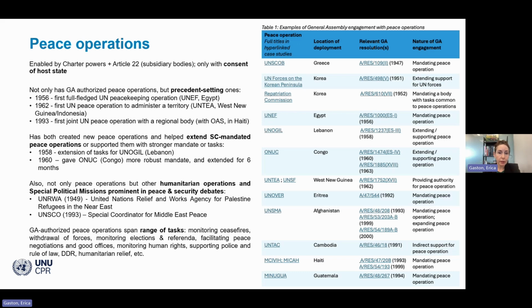So both UNRWA, the Relief and Works Agency for Palestine, and UNSCO, which is the Office for the Middle East, kind of coordination of the Middle East peace process, were both General Assembly mandated peace operations. So super interesting to note now. Last thing I'll just note is that they do a full range of tasks. It's quite interesting to go into some of the case studies and look at this, from monitoring ceasefires to elections and referenda to actively facilitating peace negotiations, as in Guatemala, to monitoring human rights or supporting police functions in DDR. So quite the full span of tasks on that.